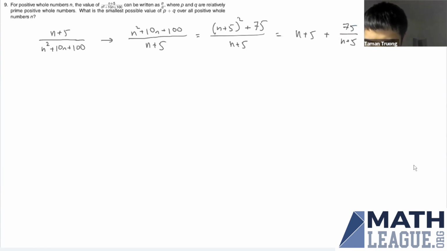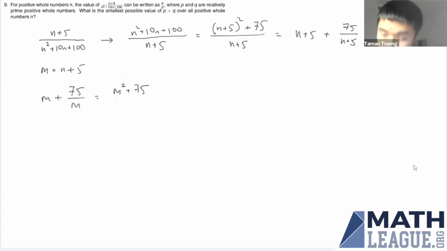Note that since p and q are positive whole numbers, we can make a substitution. Let's make m equal n + 5. Then this basically turns into m + 75 over m. And when you simplify this, we need this so that this is in simplified form.